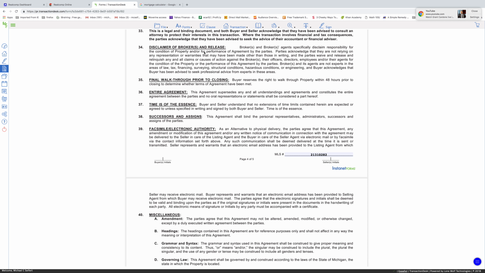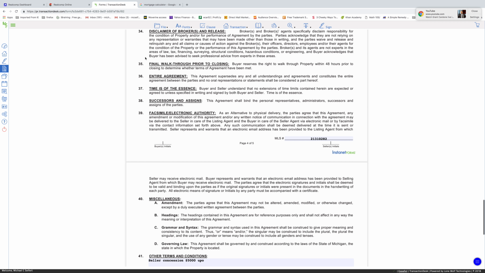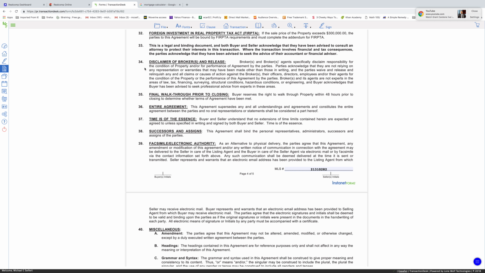This is just a disclaimer of brokers, for example, that we're not responsible for the condition of the property. So here's what this means, and you can read this as I speak again. What this means here is that as a broker, please make sure your buyer does their own due diligence as well. You can call the city, you can provide them information, but at the end of the day, they need to know what they're buying.